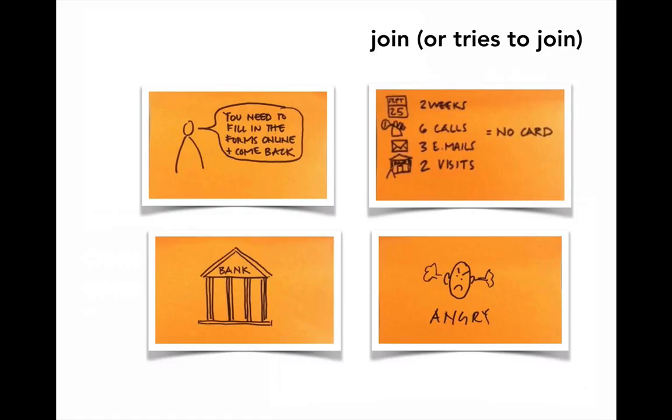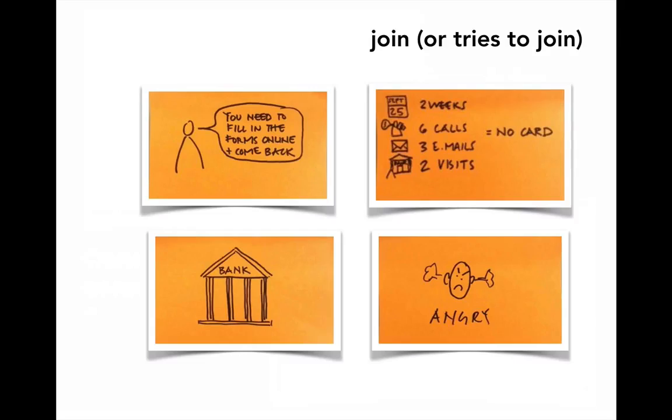So he joined, or tried to join, this particular bank, and he went into the imposing bank building on the high street, and was told by the teller, "You'll need to fill in the forms online and then come back with them." And he actually asked, "Is there a computer here that I could fill them in on?" And they said, no, these computers are all just for bank use. No, you'll have to go away and come back and do it.